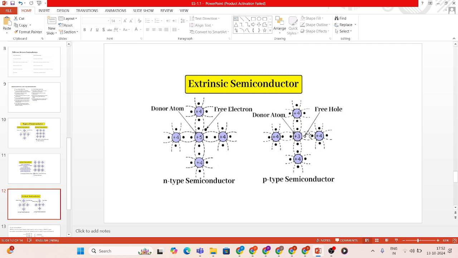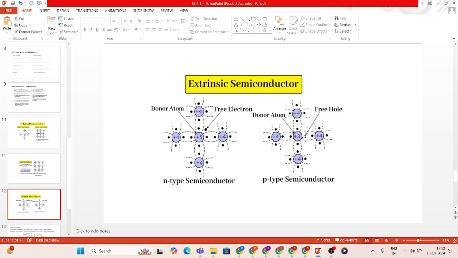In this figure you can see there is 1 electron in germanium remaining without forming any bond. There is no electron in boron remaining to form a covalent bond. The space created is a hole. The trivalent impurity has 3 valence electrons in the outermost orbit.